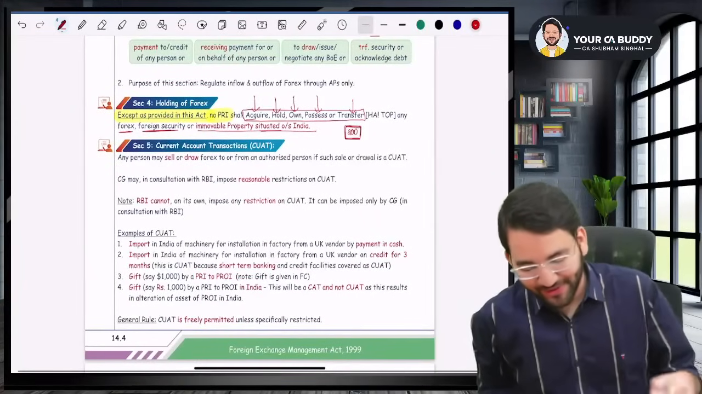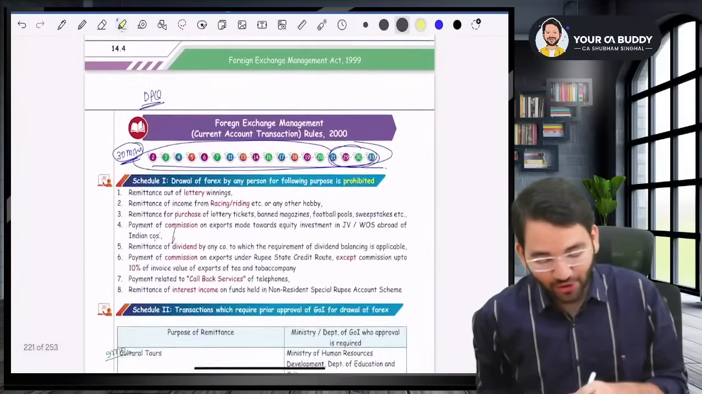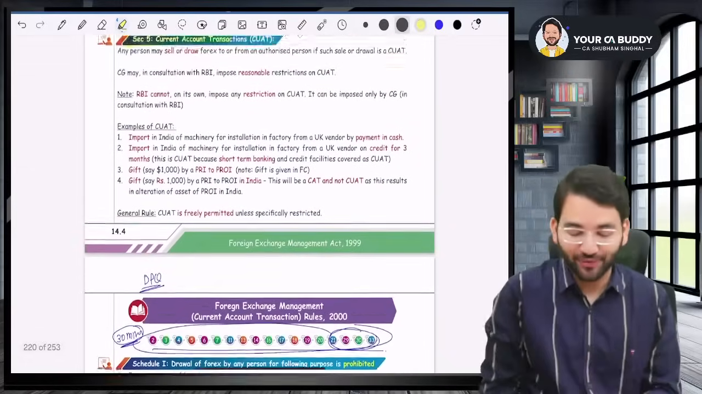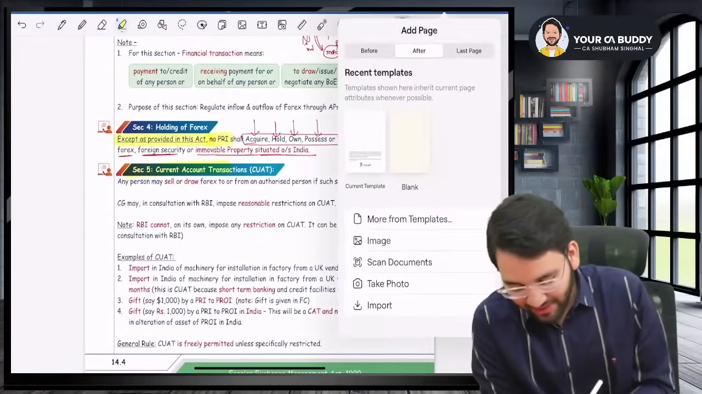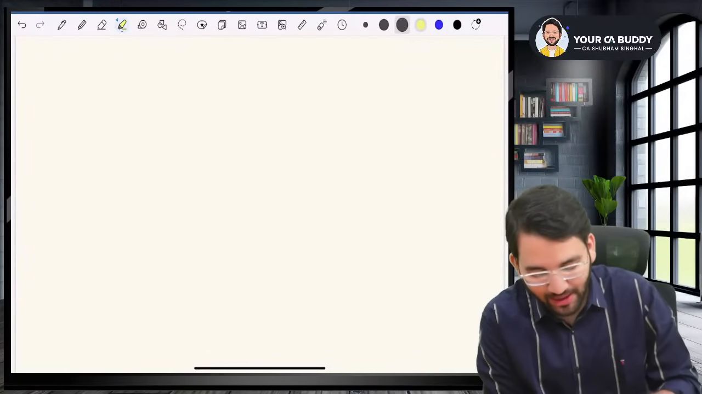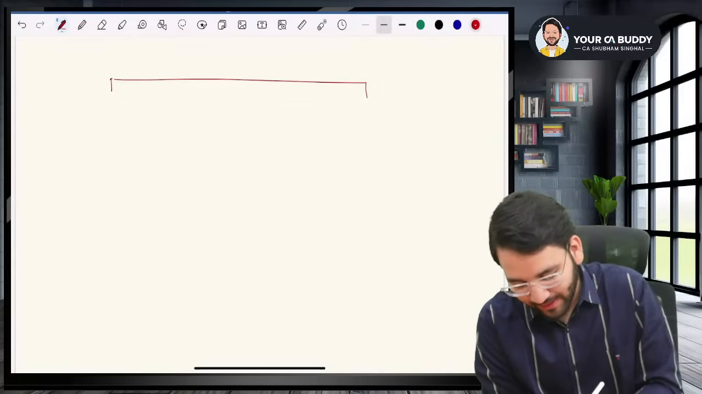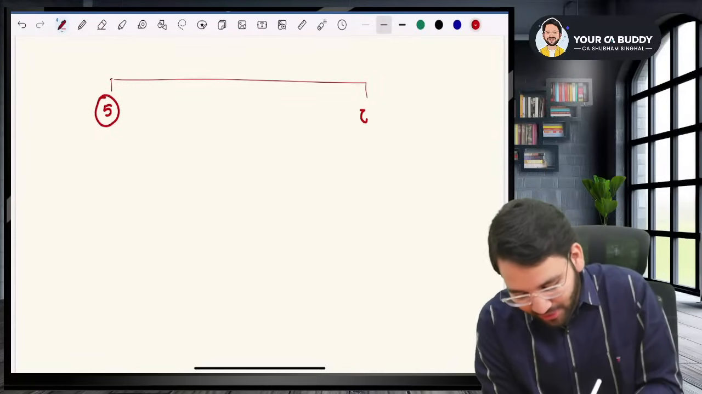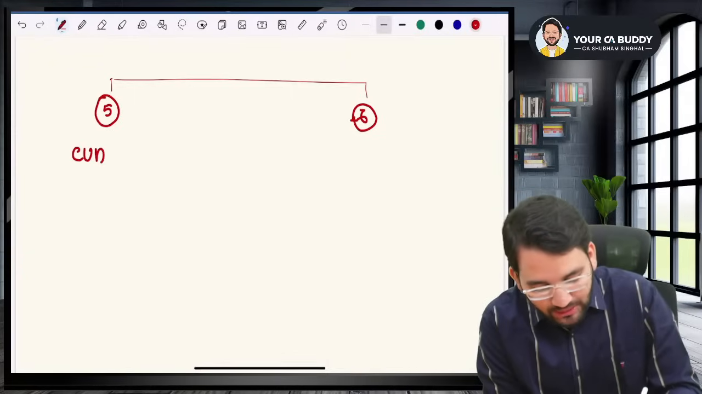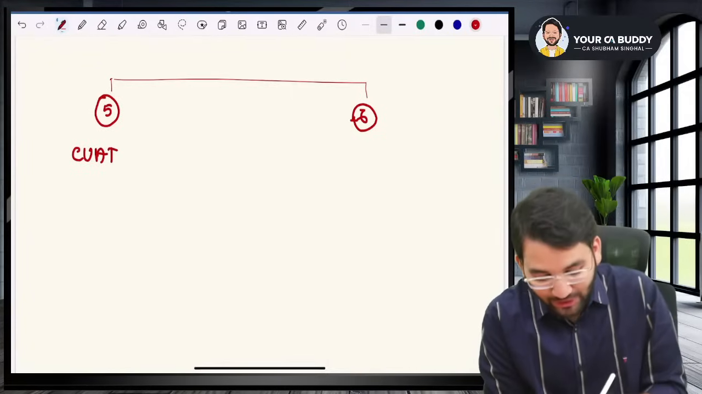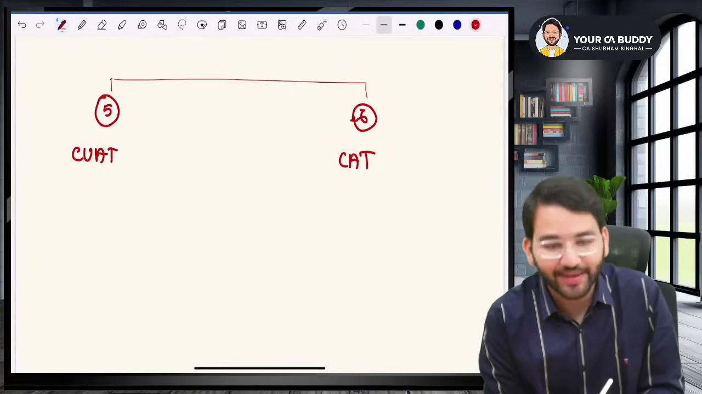Please listen to me very carefully. Section number 5 and section number 6 are the only two sections that we have to study. But sir, you have to be very careful when you study this along with me. What is the flow of section number 5 and section 6? Section number 5 talks about current account transaction. Section number 6 talks about capital account transaction.